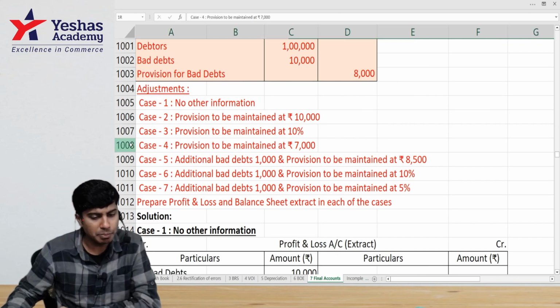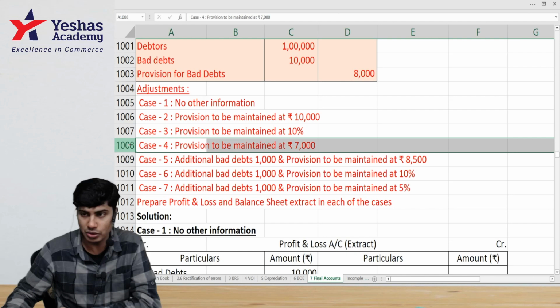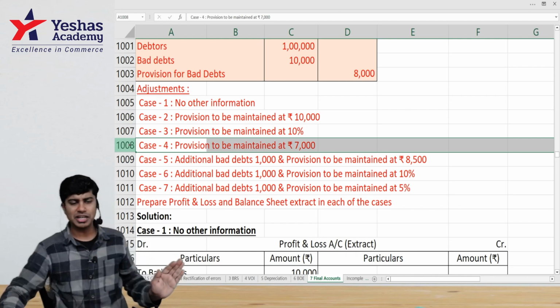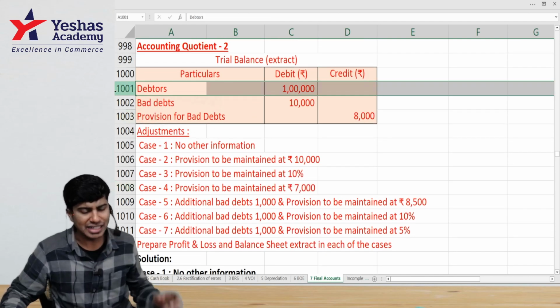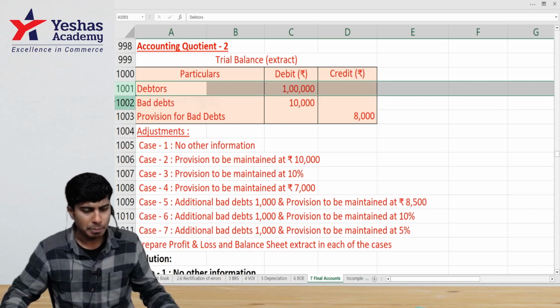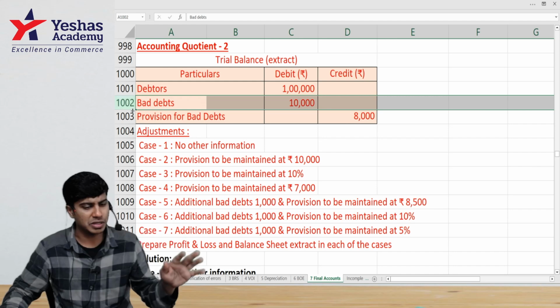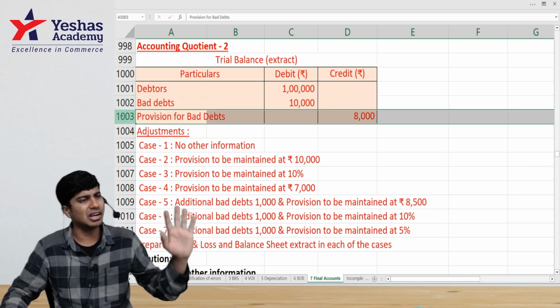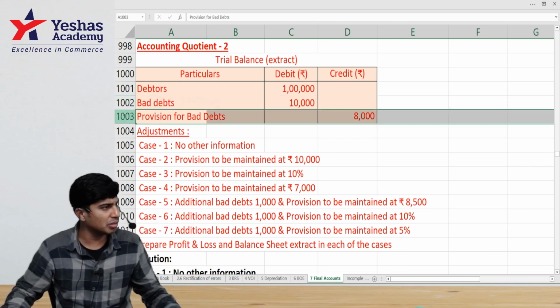Case 4, they're telling provision is to be maintained at 7,000. But let's keep that adjustment aside for some time. We'll start with debtors 1 lakh, balance sheet asset. Bad debts 10,000, P&L expense. Provision 8,000, balance sheet liability. I'll first post the items from trial balance.